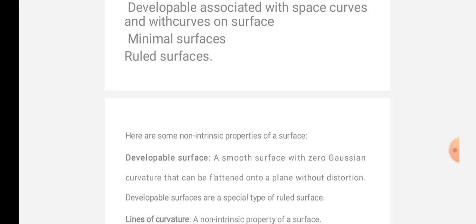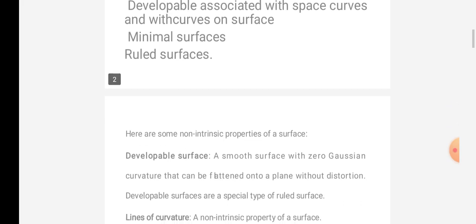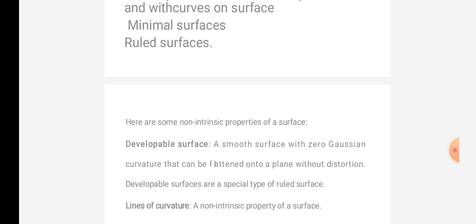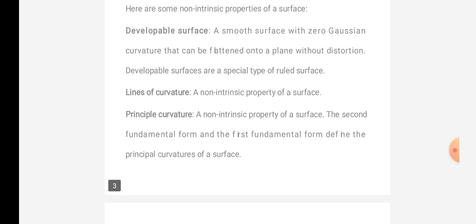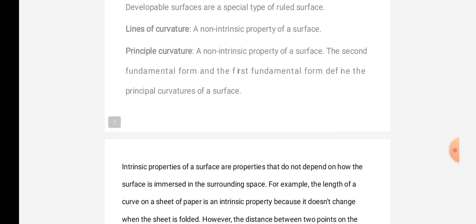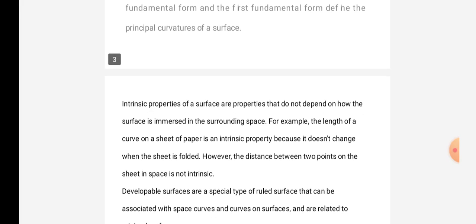The following definitions are basic in Unit 4. Here are some inelastic properties of a surface. Developable surface: a smooth surface with a zero Gaussian curvature that can be turned into a plane without distortion. Developable surfaces are a special type of ruled surfaces. Lines of curvature, an inelastic property of a surface. Principal curvature, an inelastic property of a surface. The second fundamental form and the first fundamental form define the principal curvature of a surface.